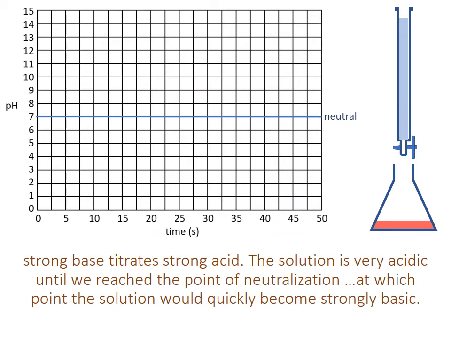Let's start by looking at a strong base titrating a strong acid. The solution is very acidic until we reach the point of neutralization, at which point the solution would quickly become strongly basic. So we have a burette full of a strong base, and we have an Erlenmeyer flask with a strong acid. And let's say inside that Erlenmeyer flask, I have a device that measures pH. And as the base is added, it is going to record the pH onto our graph. Now, since it starts in a very strong acid, our graph is going to start off being very acidic. When we reach the neutralization point, it quickly shot up to becoming very basic.